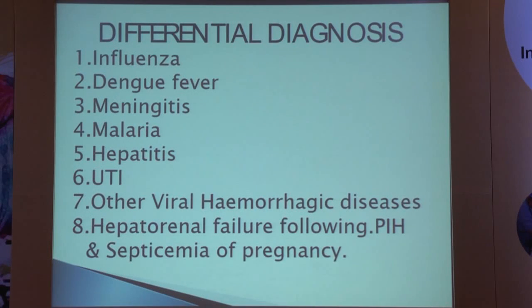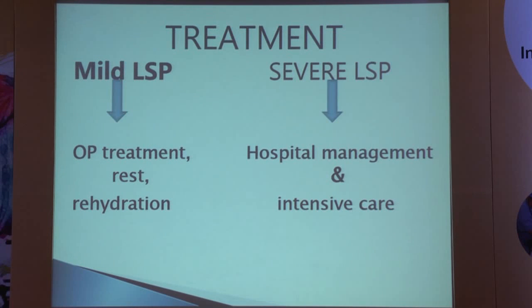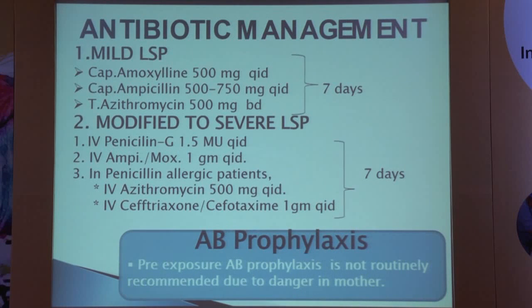Differential diagnosis of leptospirosis in pregnancy: influenza, dengue fever, meningitis, malaria, hepatitis, UTI, and other viral hemorrhagic diseases, with hepatorenal failure following PIH, and septicemia of pregnancy. Now here the treatment for mild leptospirosis, OP treatment, rest and rehydration. Severe LSP, inpatient management with intensive care.